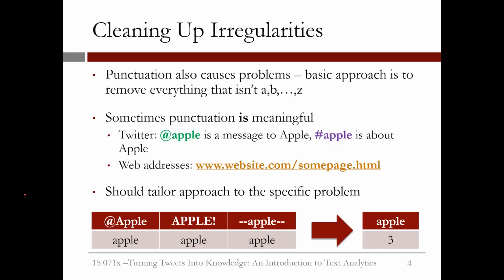Punctuation can also cause problems. The basic approach to deal with this is to remove everything that isn't a standard number or letter. However, sometimes punctuation is meaningful. In the case of Twitter, @Apple denotes a message to Apple, and #Apple is a message about Apple. For web addresses, the punctuation often defines the web address. For these reasons, the removal of punctuation should be tailored to the specific problem. In our case, we will remove all punctuation, so @Apple, Apple with an exclamation point, Apple with dashes will all count as just Apple.